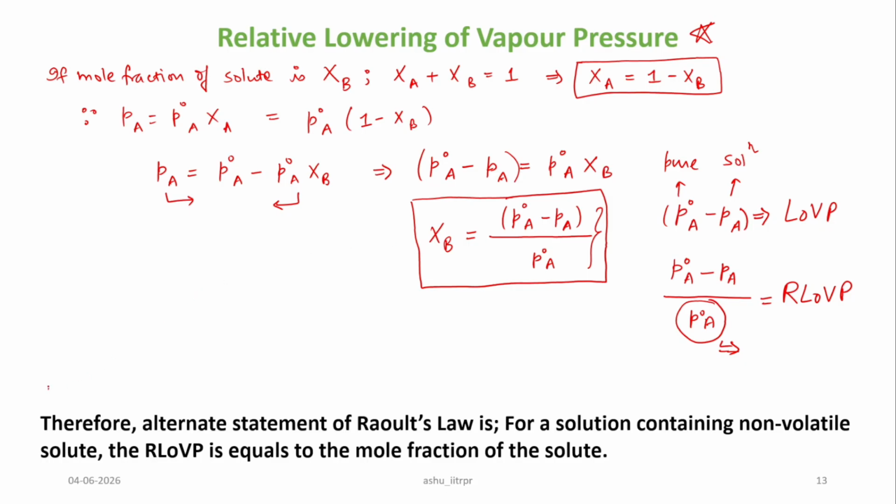Hence, we have this alternate statement of Raoult's law. What can we write? This part is relative lowering of vapor pressure. Hence, the alternate statement of Raoult's law is: for a solution containing a non-volatile solute, relative lowering of vapor pressure is equal to the mole fraction, chi B, of the solute. And hence we have another mathematical expression for Raoult's law. So this is again very important. You should be very clear about lowering of vapor pressure and relative lowering of vapor pressure.